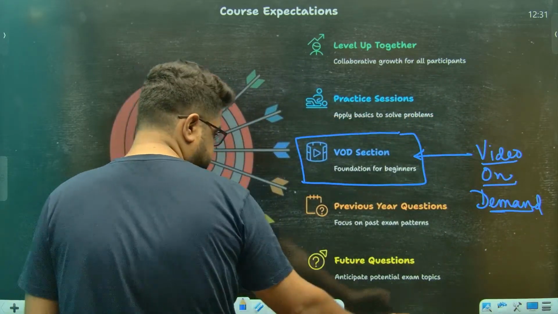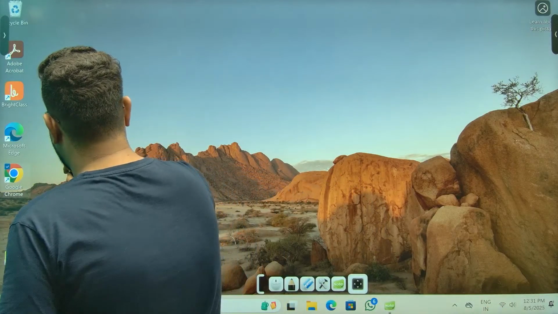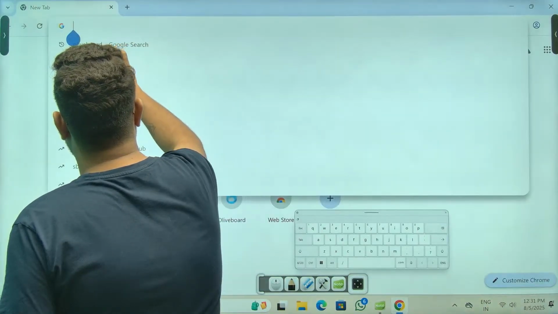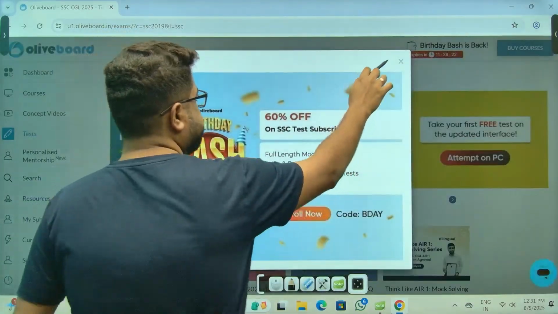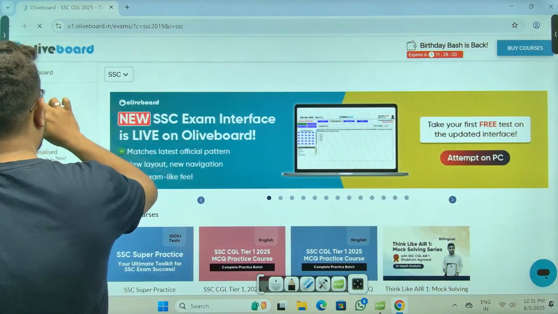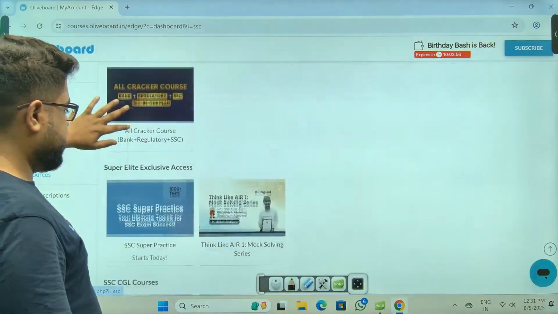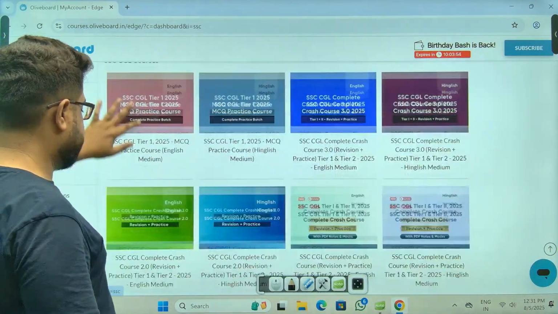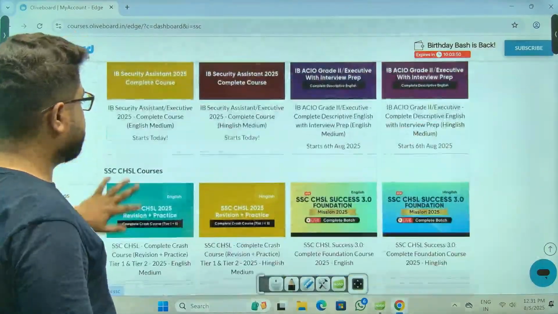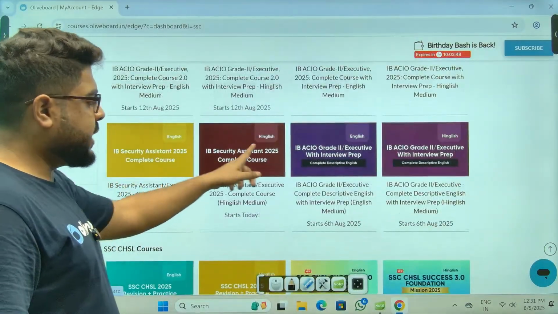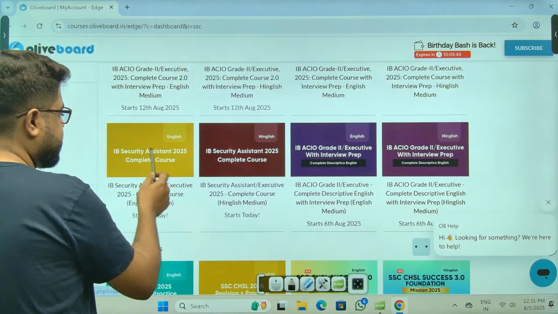Let me just show you guys. If you go into courses, in the SSC section, you will see this. You just go into courses. IB courses you will get here. You see, IB Security Assistant course. Okay, just go into this English course.